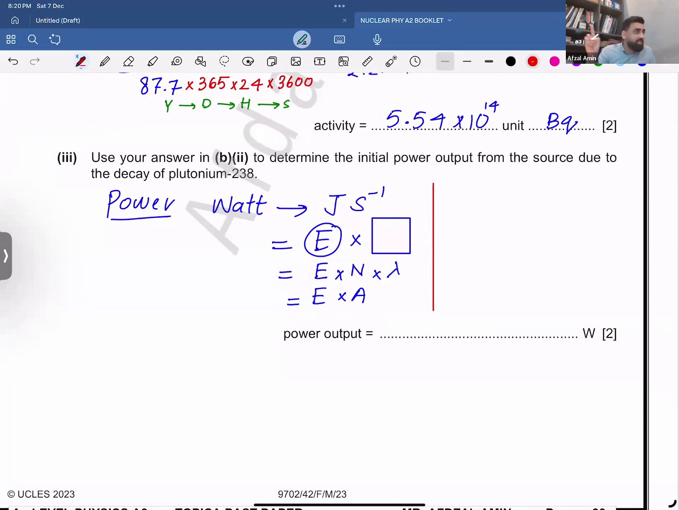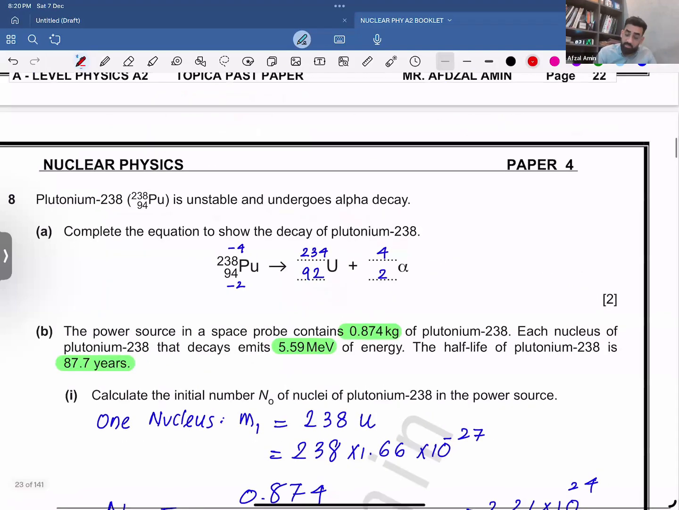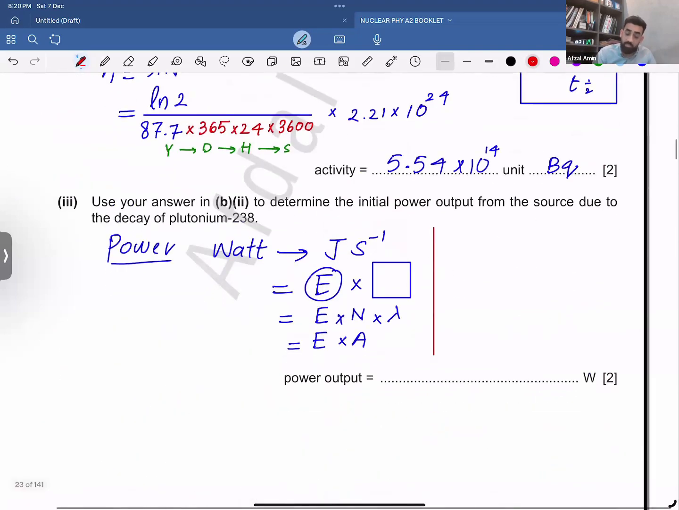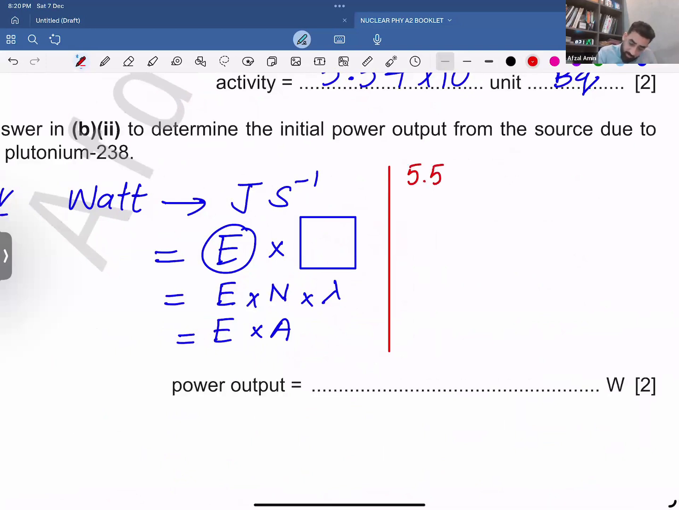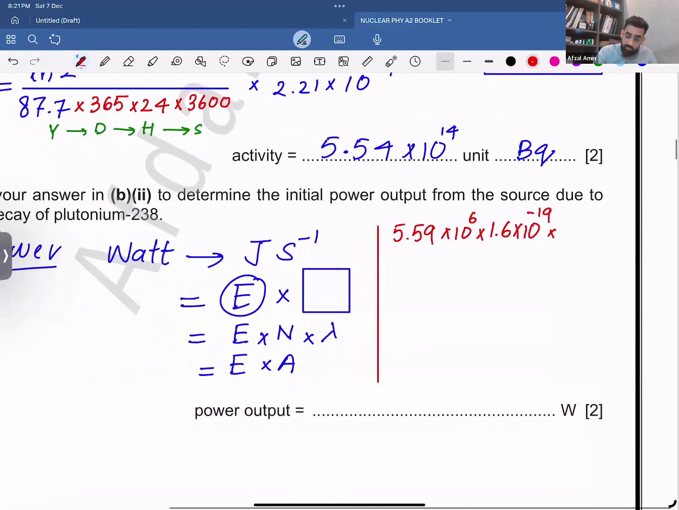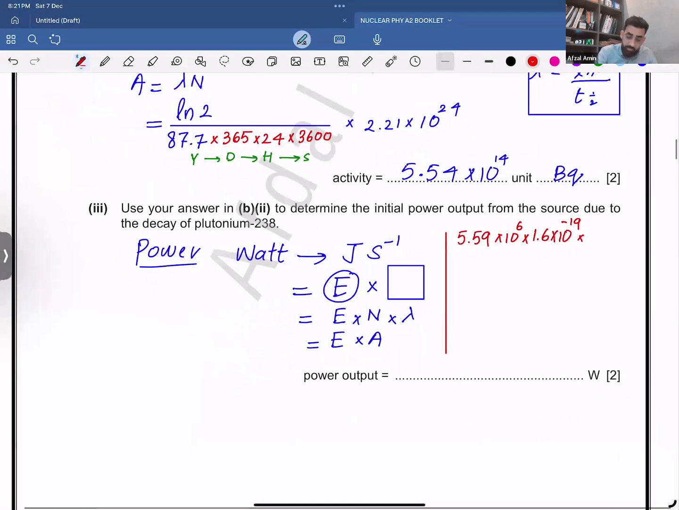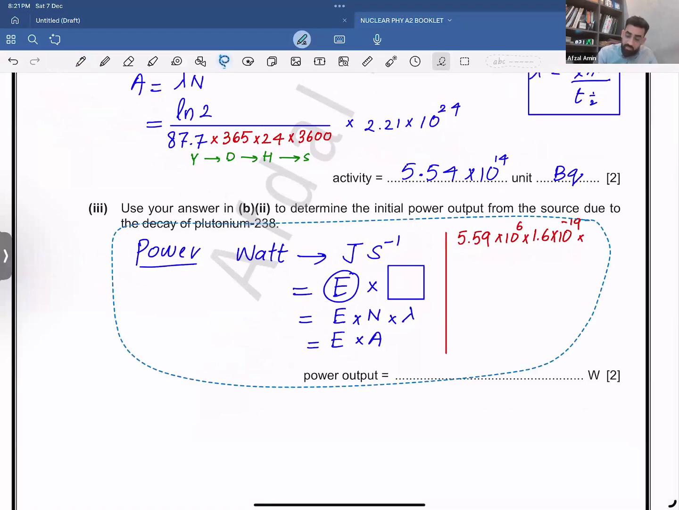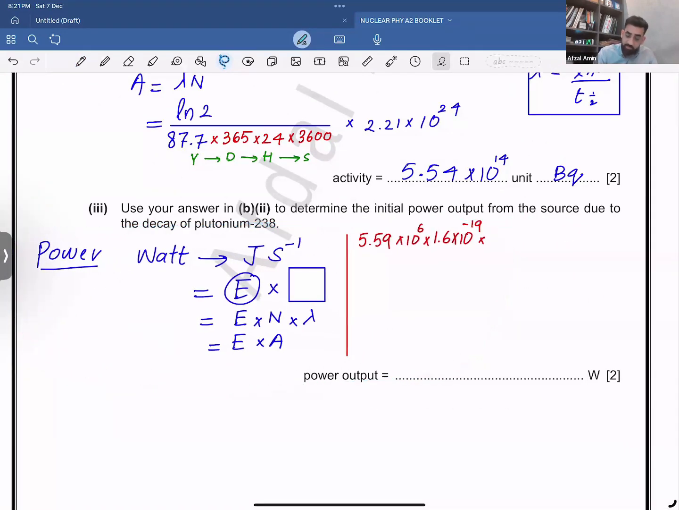Did you understand how I related them? What is joules per second? Joule is the energy. The energy of all of them is E times N. Lambda is per second, so N times lambda is activity. So just multiply the energy. How much energy, my dear? 5.59 mega electron volt. Mega means 10^6, and electron volt means 1.6 × 10^-19. And the answer which we got, I don't have enough place, so you substitute please. I will just move it a little bit like that.